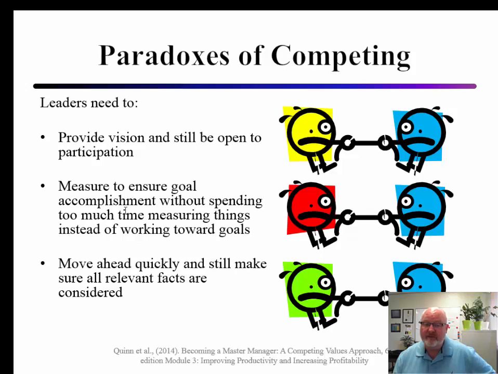Measure to include goal accomplishment without spending too much time measuring things instead of working towards goals. So goal accomplishment is really important. There's not a lot of time often devoted to measuring things and working methodically through and using a feedback loop in order to change the way that things are measured or viewed or success is determined. Need to move ahead quickly and still make sure all relevant facts are considered. Often there is an imperative to rush towards strategy and to grasp at new strategies as problems arise, and this can mean that not all relevant facts are considered at all times.